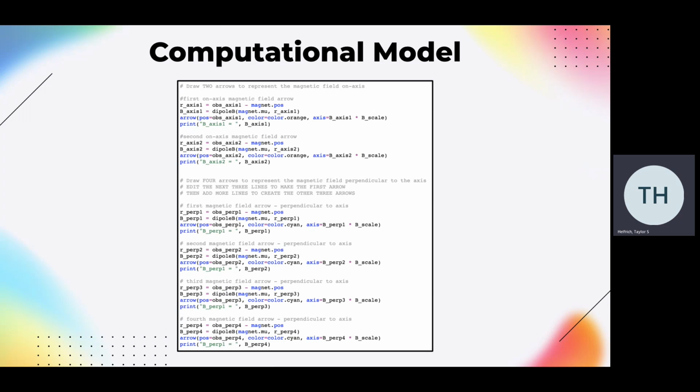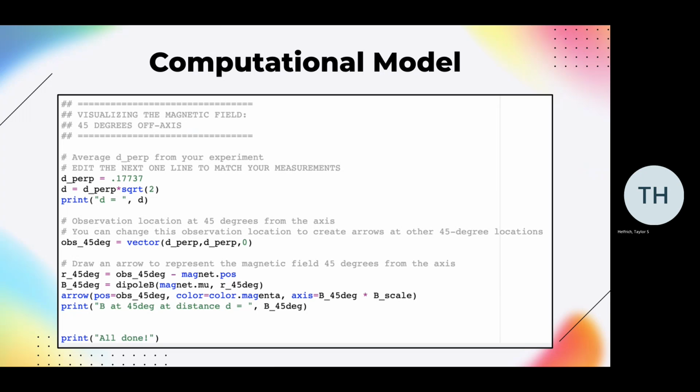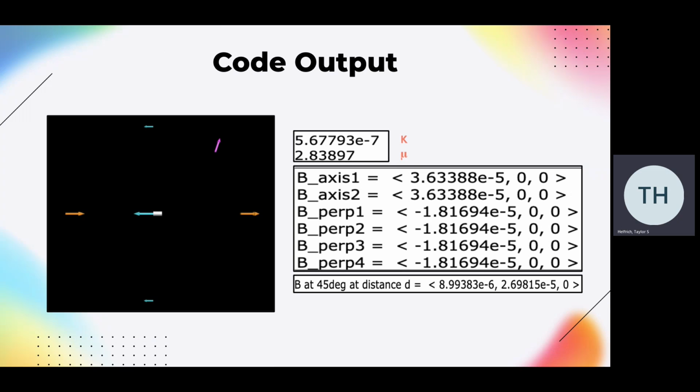Then we'll draw the arrows that represent the magnetic fields on axis as well as perpendicular to axis, as shown. Then we'll do the 45-degree off-axis magnetic field calculation, as well as draw an arrow there to represent that value. As you can see in the code output, we have the visual representation to the left, as well as the value of k, the value of mu on the right, the different on-axis and perpendicular to axis magnetic fields, and the 45-degree angle magnetic field.